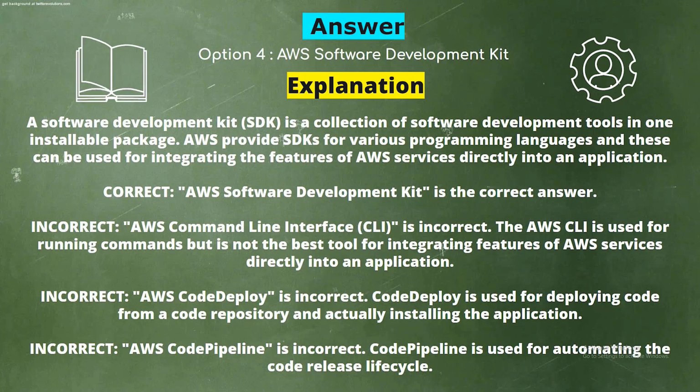Incorrect. AWS Command Line Interface, CLI, is incorrect. The AWS CLI is used for running commands but is not the best tool for integrating features of AWS services directly into an application. Incorrect. AWS Code Deploy is incorrect. Code Deploy is used for deploying code from a code repository and actually installing the application. Incorrect. AWS Code Pipeline is incorrect. Code Pipeline is used for automating the code release lifecycle.